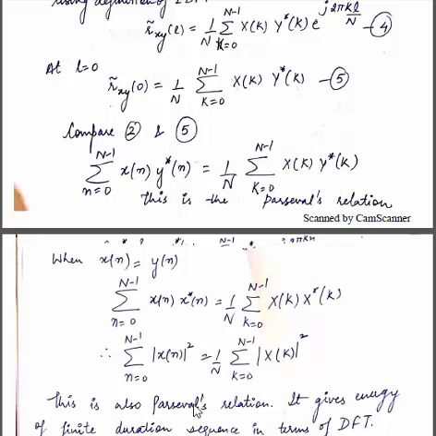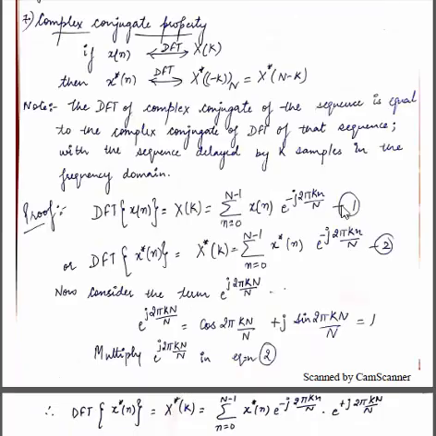It gives the energy of a finite duration sequence in terms of DFT. That is the formula of energy of a signal, but the range is finite instead of infinite duration sequence. So the range is 0 to N minus 1, that is N point DFT. So this is Parseval theorem.